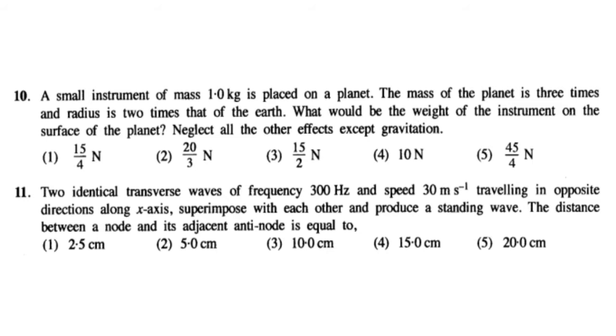Question number 11. Two identical transverse waves traveling in opposite directions along the x-axis superimpose with each other and produce a standing wave. They are asking for the distance between a node and its adjacent antinode. These transverse waves traveling in opposite directions superimpose, producing a standing wave. Now we see what the wave pattern of this stationary wave is.